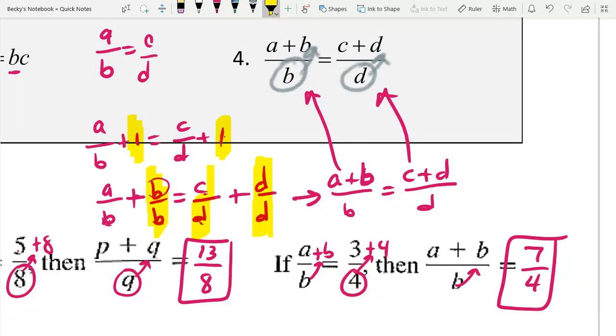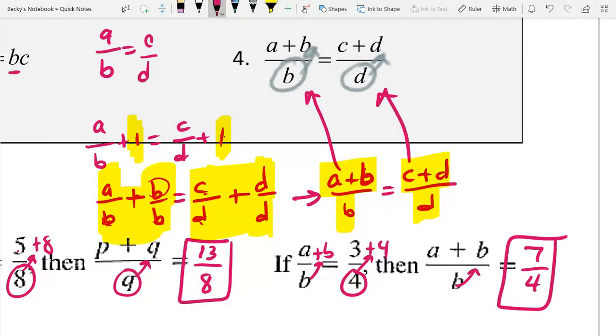So what's happening? Whenever you add, the denominators stay the same. So notice here it's a B, and way over here it's a D. But your numerators, you just add them together. So it's A plus B over B, and over here it's D, and on top, add them together, C plus D.